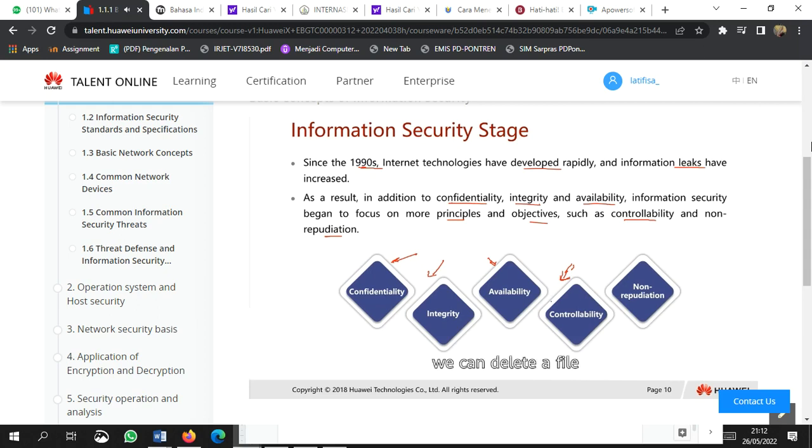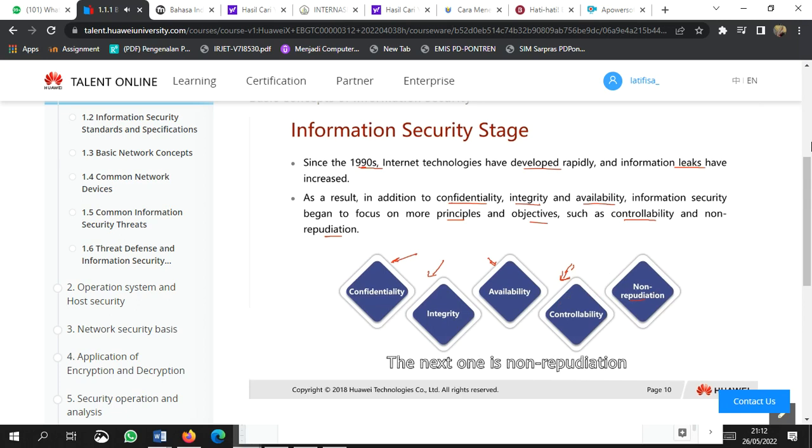For example, we can delete a file, we can archive a file. This is a kind of controllability. So for example, for normal files, as a file server, we can control all this. We can take ownership and things like that. So this is about controllability.